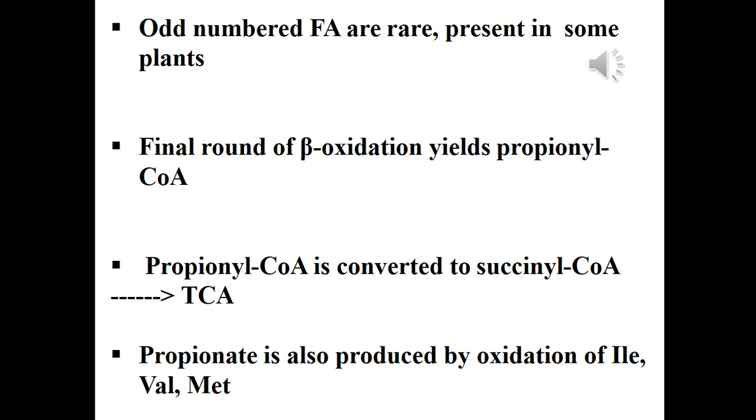So this propionyl-CoA is converted to succinyl-CoA, which is one of the intermediates in the Krebs cycle. Also, propionate is produced by oxidation of isoleucine, valine, and methionine. And also, it is a minor precursor of gluconeogenesis.